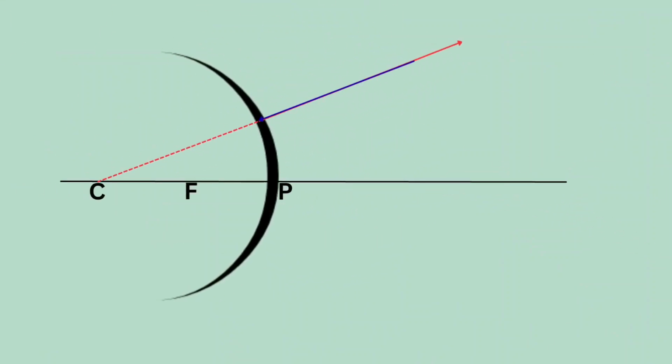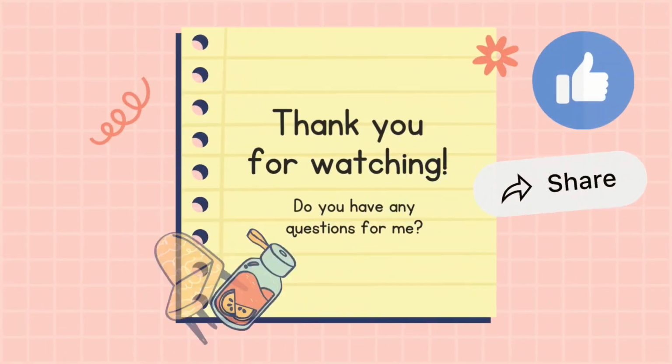After reflection, the light ray moves back along the same path. This happens because the ray is directed towards the center of curvature, C, and strikes the mirror normally. Therefore, the angle of incidence becomes 0 degrees, and the ray retraces the same path after reflection.